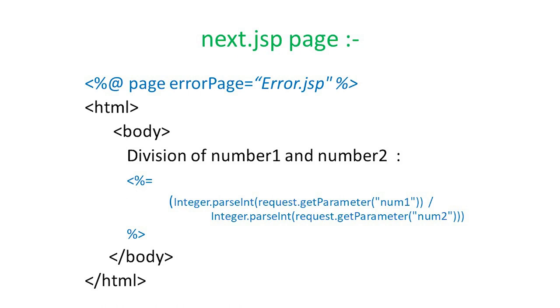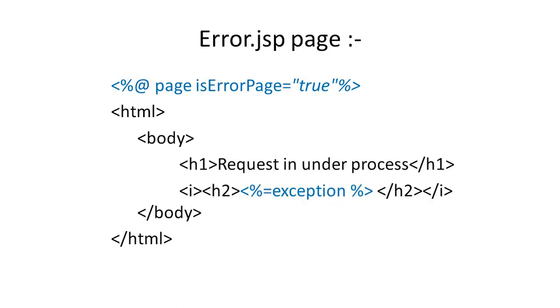First of all, it will check whether it is an error page, whether there is any error. If it is true, then it will start displaying that the request is under process, and it will display the particular exception in italic, and inside heading 2 it will display the exception. That particular type of exception will be displayed. You can see this in the figure also in the previous slide.